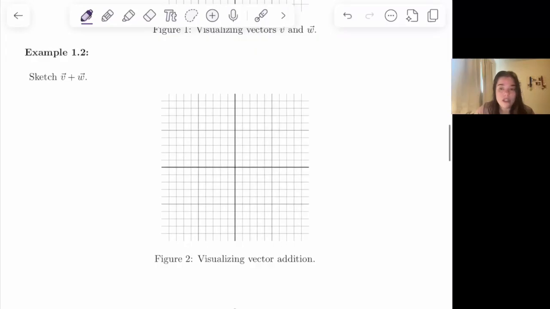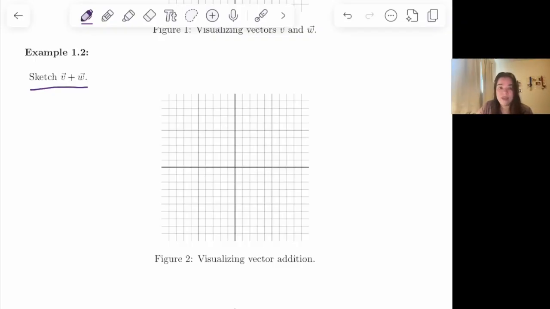Now we actually want to discuss vector addition here. Notice it says sketch vector V plus W. That's something you're going to learn in your class. You're allowed to add vectors together. You can do other things with vectors too, but adding is one thing you do. I'm not going to go through what the algebra looks like on the addition. I just want to show you a visualization of vector addition.